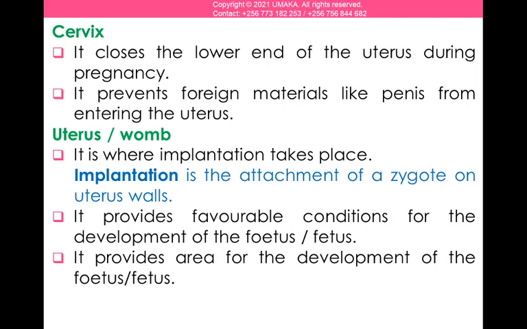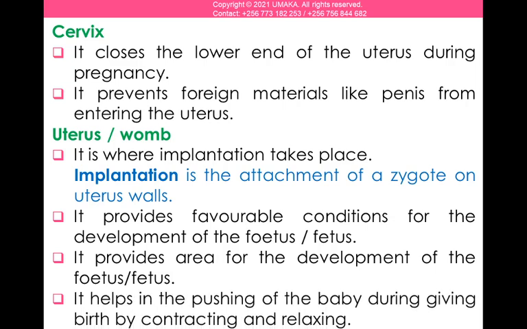Then the uterus also provides area for the development of the fetus. That space you see, that area is provided by the uterus for the development of the fetus. This uterus also helps in the pushing of the baby during giving birth. How? By contracting and relaxing.